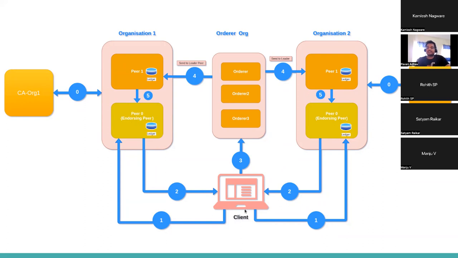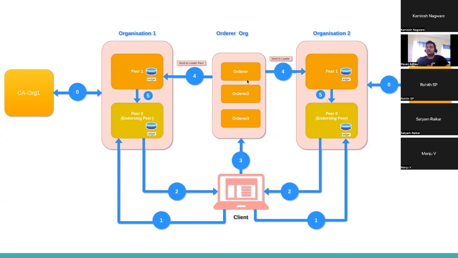Again, it's the client's responsibility to collect all the necessary endorsements and check using the discovery service. The discovery service checks, for this channel and this chaincode, how many endorsements are required and whether we got them. If we have an endorsement policy where each organization should endorse the transaction, then it validates and sends this transaction proposal, the invocation as we generally call it, to the orderer.